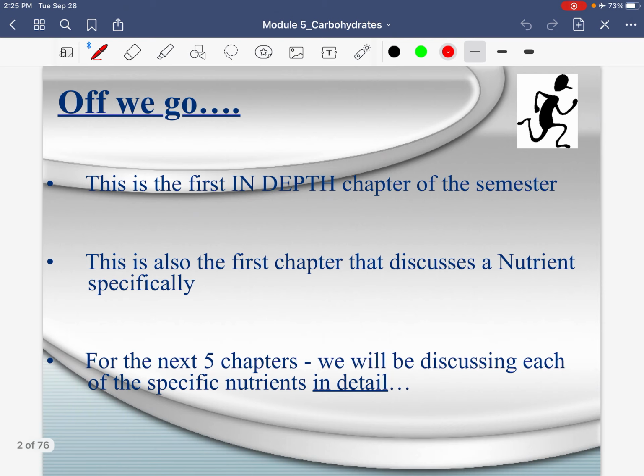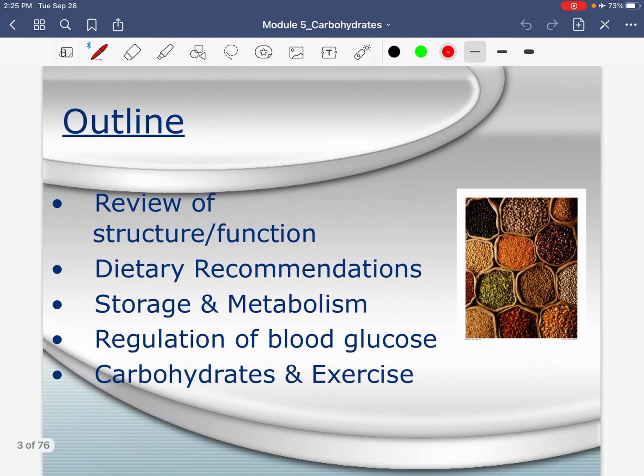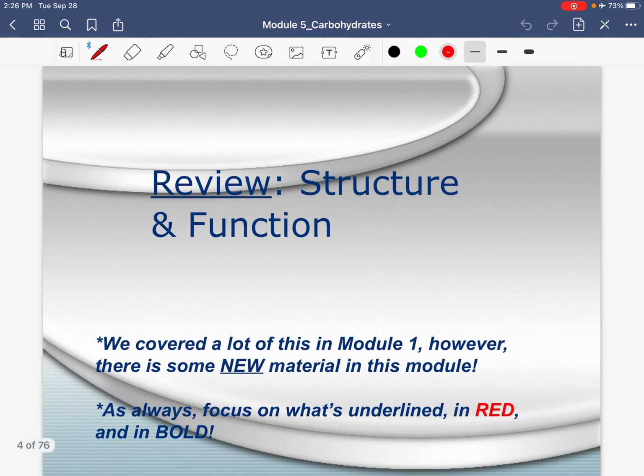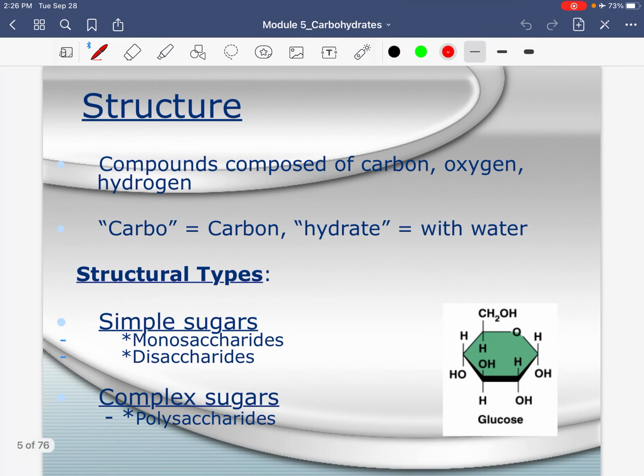Make sure that you are putting enough time aside for studying, because we are going to get more in depth than we have before. Here's an outline. We'll tend to follow a similar structure with each nutrient. As has been the case, most important stuff is either already in red or I'm going to circle it in red for you. So we already know that carbohydrates have two main structural types.